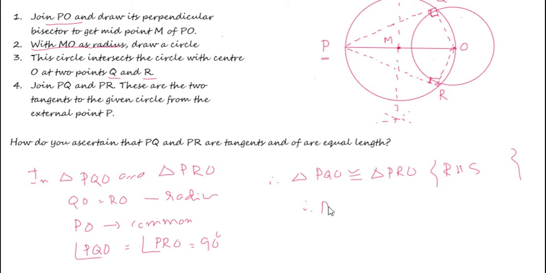Therefore PQ equal to PR from CPCT. Common parts of congruent triangles are equal. So the two tangents drawn from the point P to the given circle with center O are PQ and PR and are of equal length.